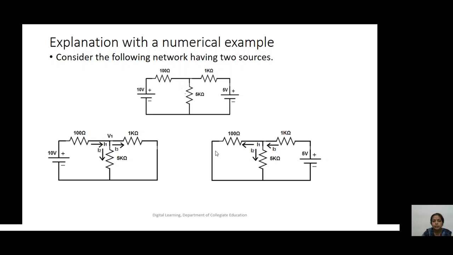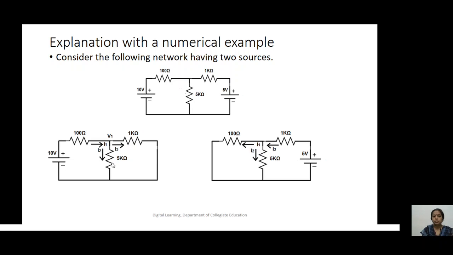Next, we will remove the first source and have the second source alone. Now, the circuit main current itself has changed. So, I3 will be the main current now. That gets, when it reaches here, divides into I1 and I2. So, in this case, what is I3, what is I1 and I2 we will find out.